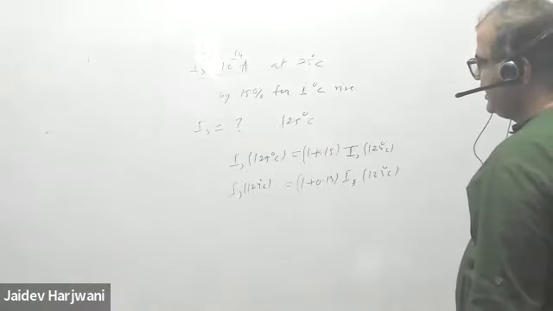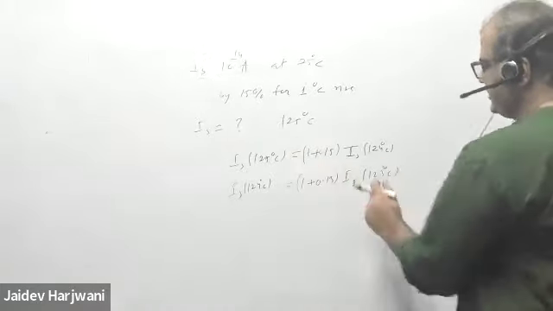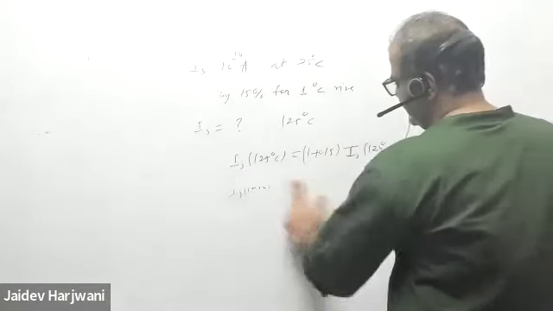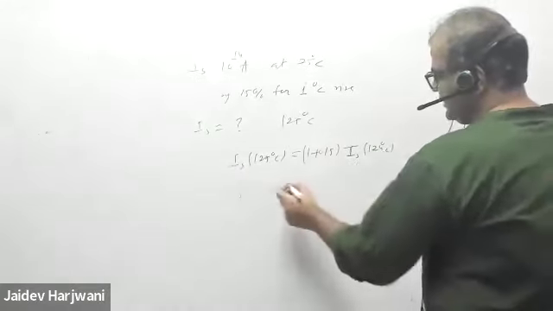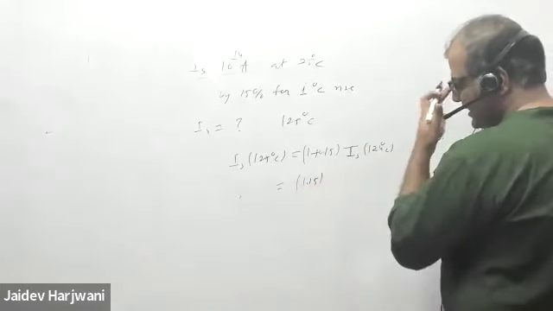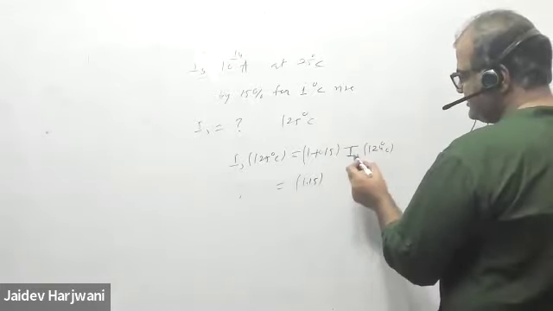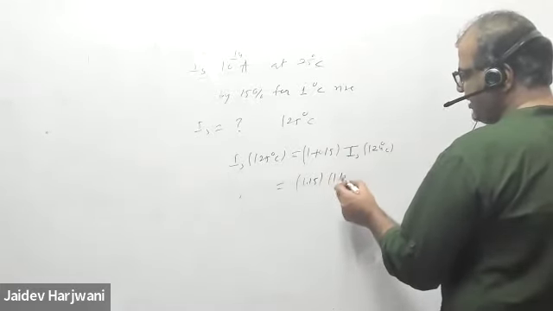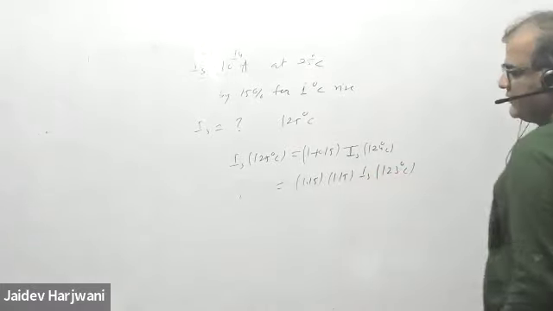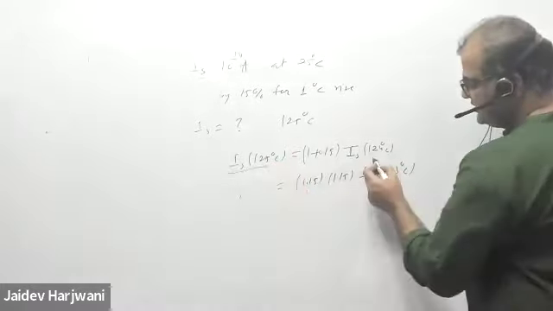No. If I want I5, like this. Okay. Now same thing. I can write here. I can keep this 1.15. I can say I5 will be equal to 1.15 into I5 of 120 degrees centigrade. Like I have written I5 like this here.